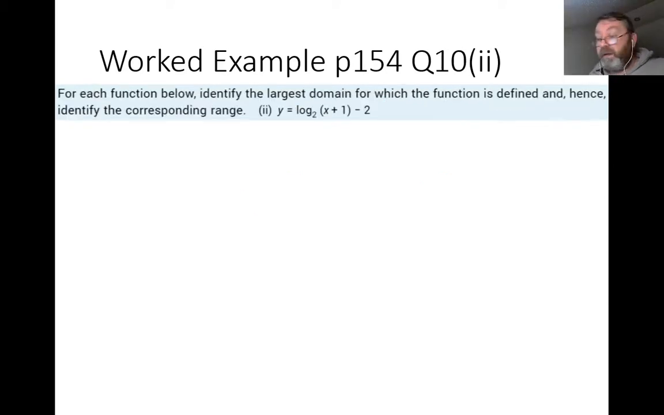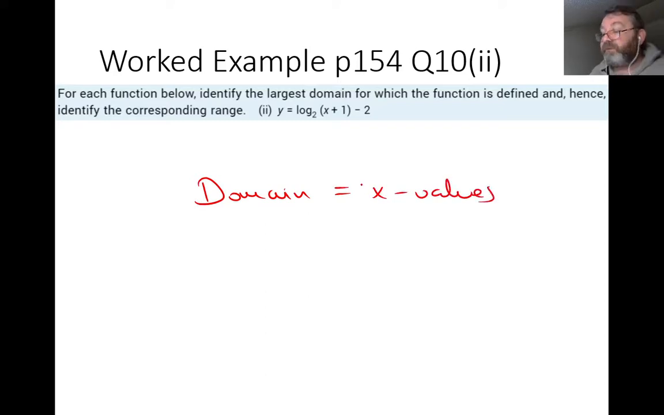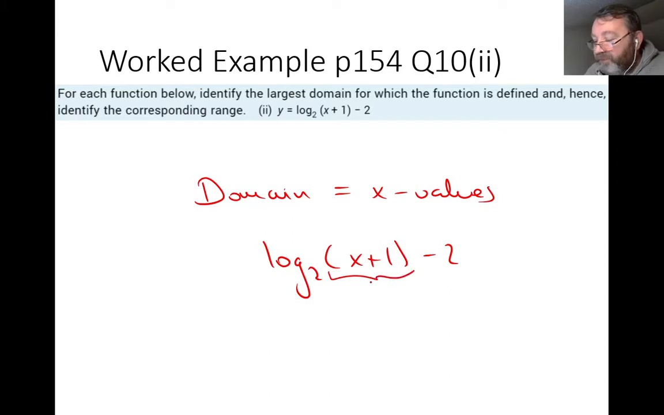Okay, and finally then, a question like this, which is quite easy. For each function below, identify the largest domain for which the function is defined, and hence identify the corresponding range. Now, when we're dealing with the domain, we are dealing with x values. Okay, x values. So what I need to do is remember this. You cannot get the log of 0. See that? So log to the base 2 of x plus 1, minus 2. You cannot get the log of 0. So this part here simply cannot be 0.